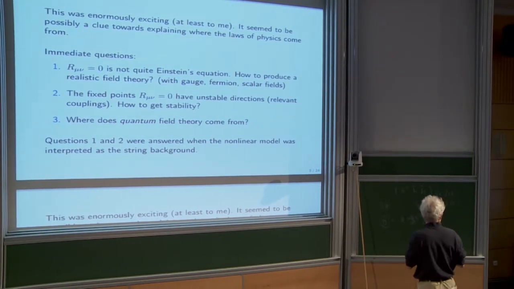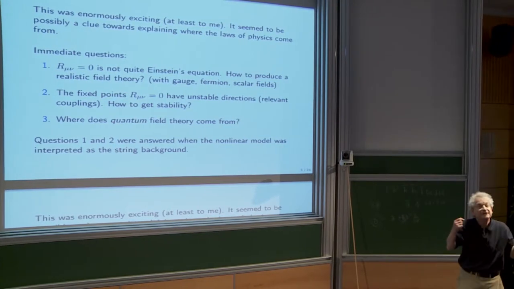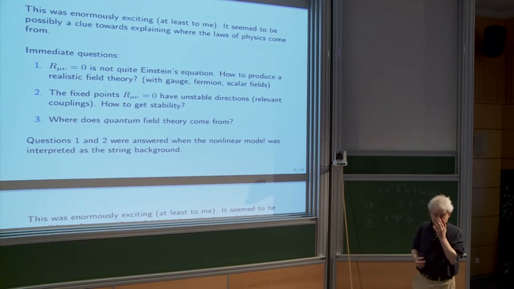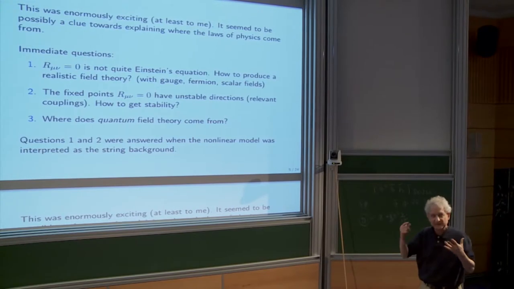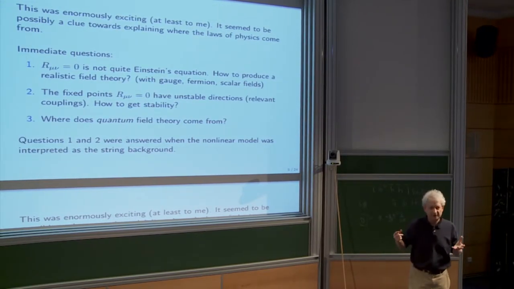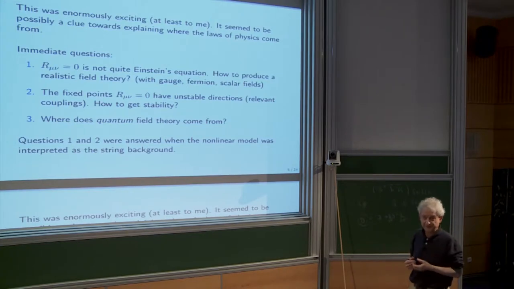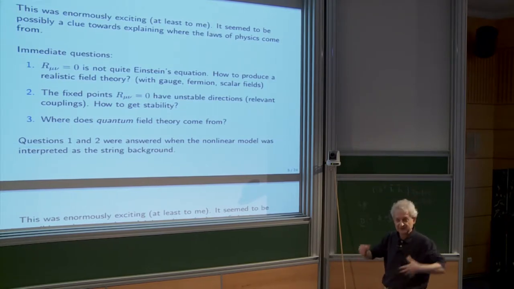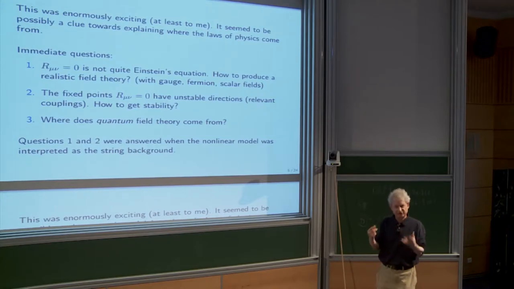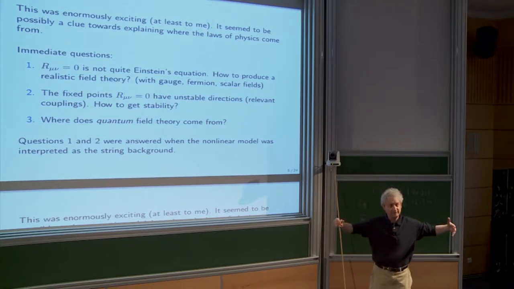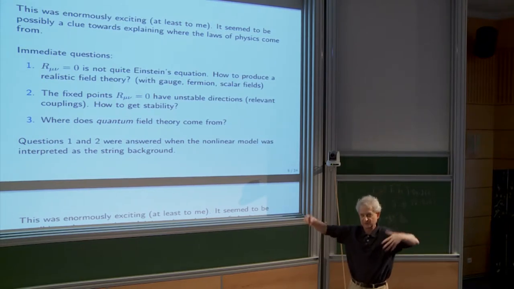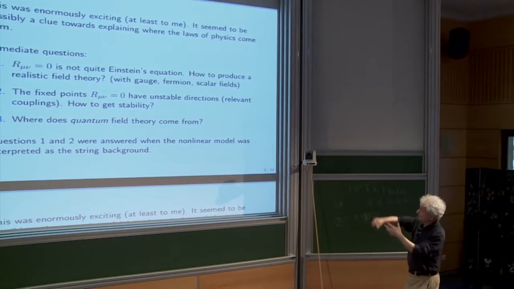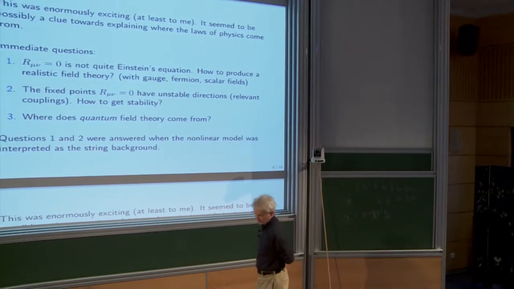Okay, so the questions that arose were, first of all, it isn't Einstein's equation. It's a field equation, but not a physical one. So the question was, is there something related that would produce a realistic field theory, by which I mean it should come from an action principle and it should have a realistic collection of fields, not just a metric on space-time. I forgot to mention that for this picture, one takes the target manifold M to be space-time. So it should have gauge fields, fermion fields, scalar fields.